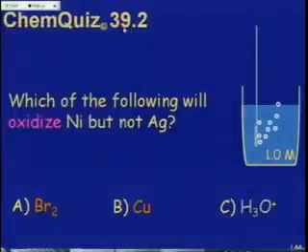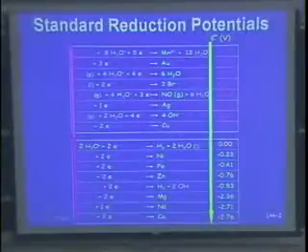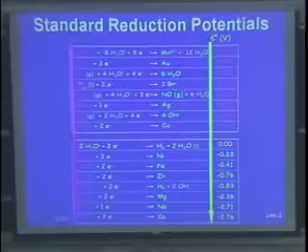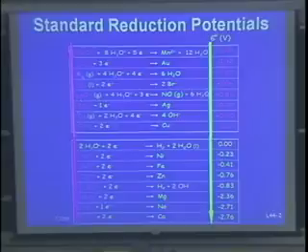So what happens? Which of the following will oxidize nickel but not silver? So silver is here. If it's above the silver, then it will also oxidize silver. So Br2 is above it, okay? So this will be reduced. It will pull these 2 electrons off the silver metal and put silver in solution, okay? It oxidizes silver. Okay, this one is out.